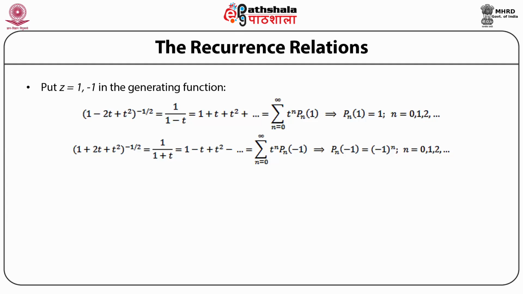Similarly, if we put z is equal to minus 1, we get 1 plus 2t plus t square raised to power minus 1 by 2 is equal to 1 by 1 plus t, which gives 1 minus t plus t square minus and so on. This is equal to the series summation over n going from 0 to infinity t raised to power n Pn of minus 1. Hence, Pn of minus 1 is equal to minus 1 raised to power n, where n takes the value 0, 1, 2 and so on.